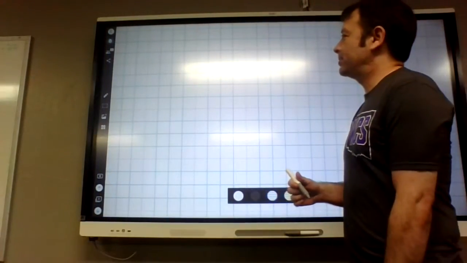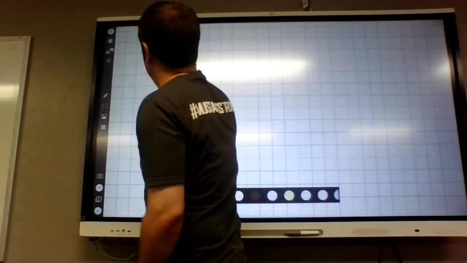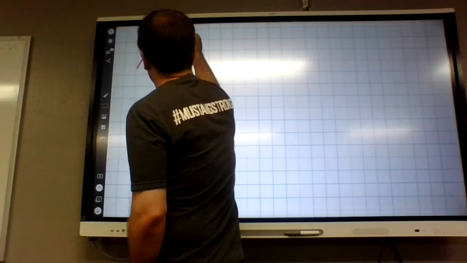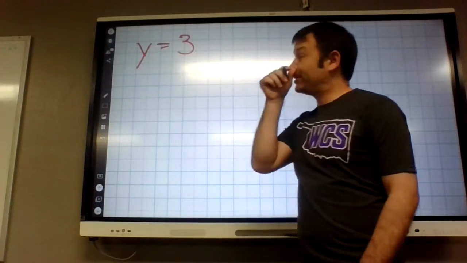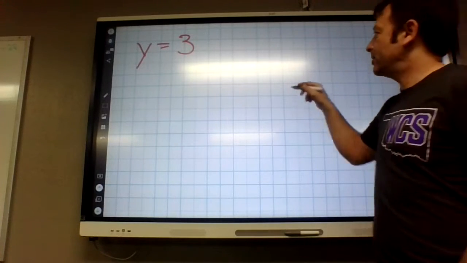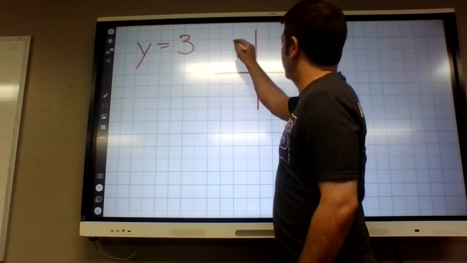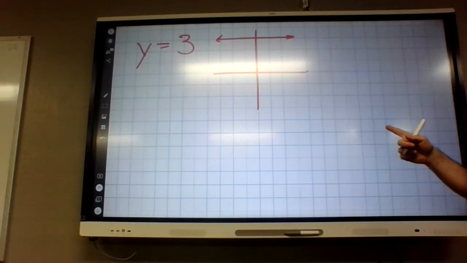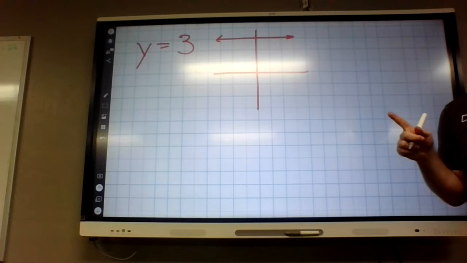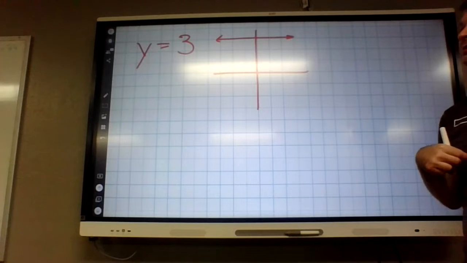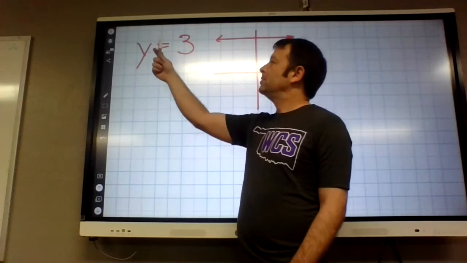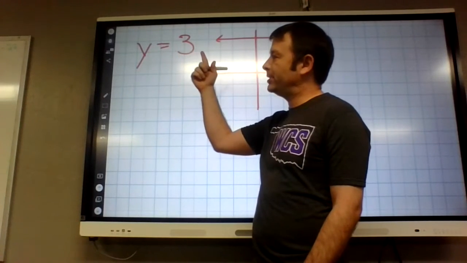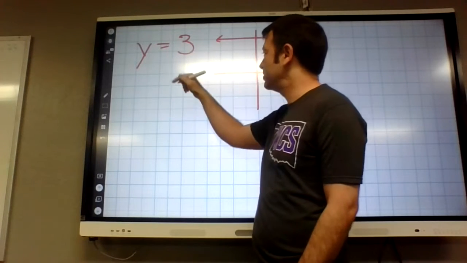Alright, so let's start with some weird ones that we've already done. Like y equals 3. What did that function look like on the graph? Horizontal. Yeah, it was a horizontal line through y equals 3. This function the book calls a constant function. Do you know why it would be called a constant function? Because 3 is a constant. The value of the function is always that one number, 3. No variables in here, just y equals 3 all the time.